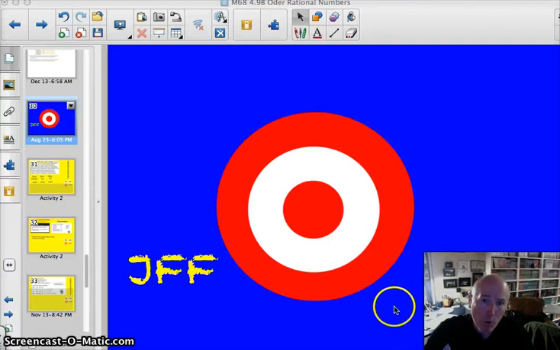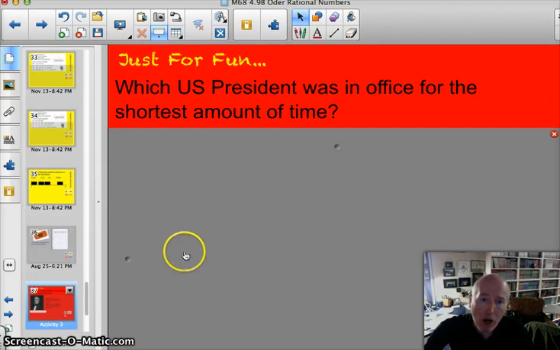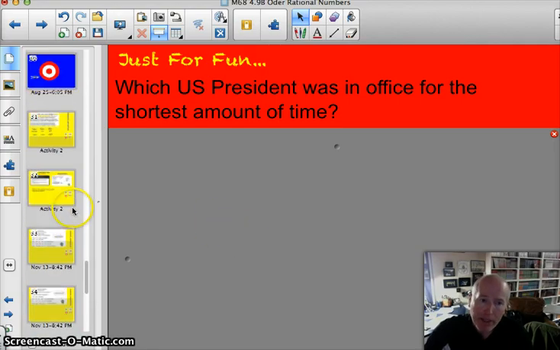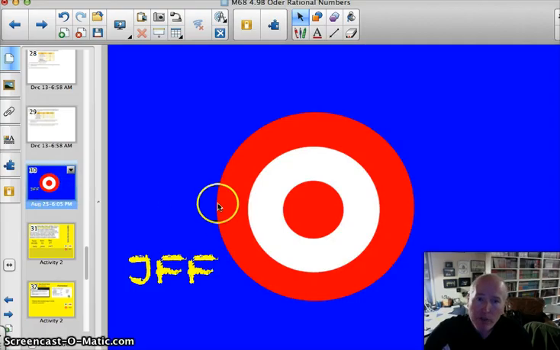Tonight we're going to work with rational numbers and ordering them from largest to smallest or smallest to largest. Before we do that, let's start with our trivia question for the day. Tonight, our question is, which U.S. president was in office for the shortest amount of time? We'll be back to the answer to that and much more after instruction.